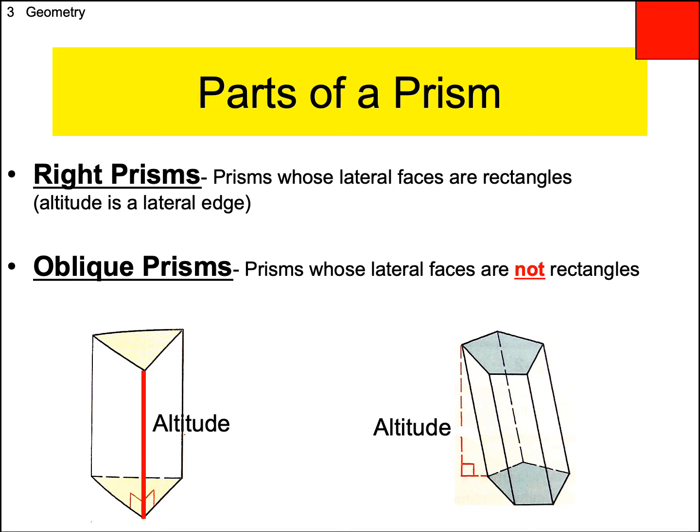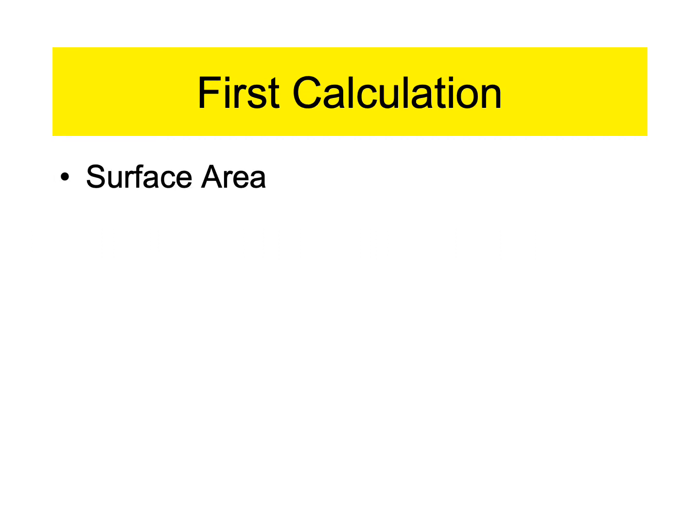Okay, so that's it for terminology for prisms. Today we're only going to be dealing with prisms, but we're going to be dealing with two measurements. One is called surface area, and one is called the volume. So we'll talk about the first calculation, which is surface area. Imagine this.